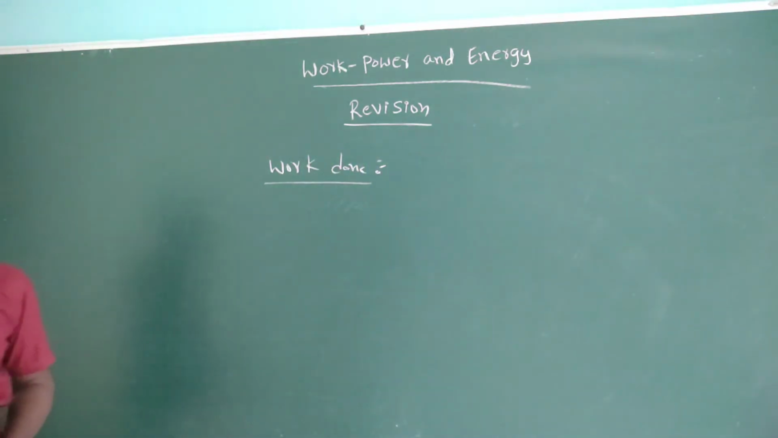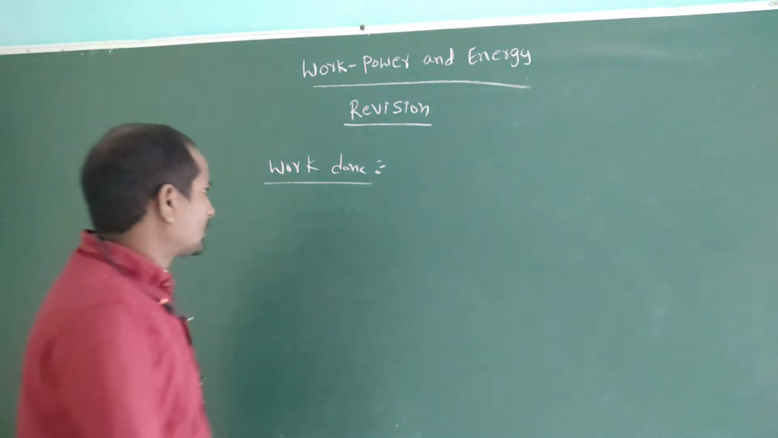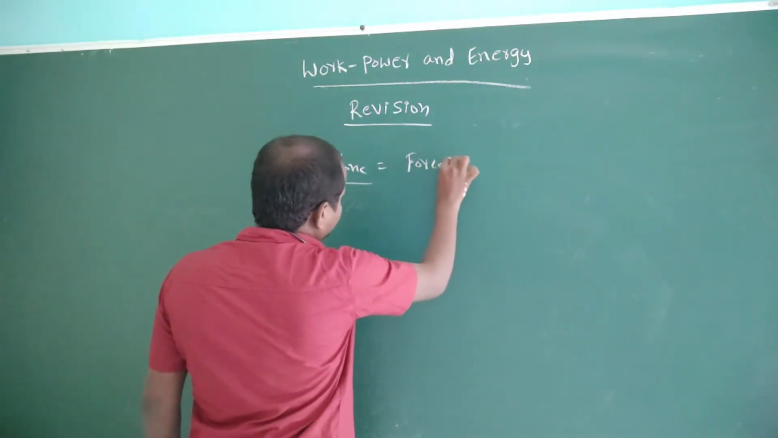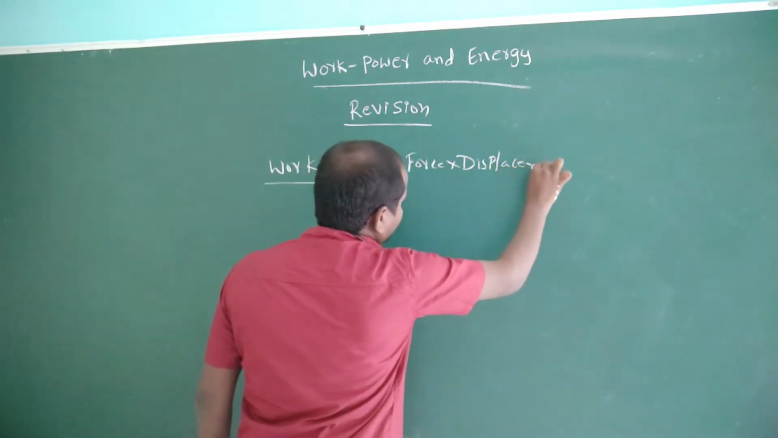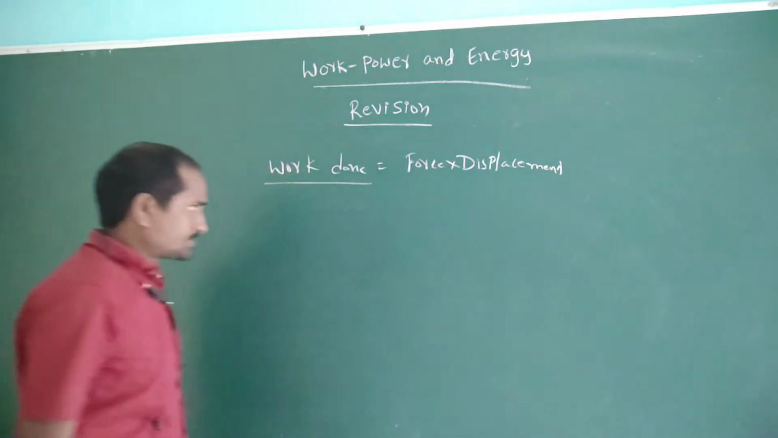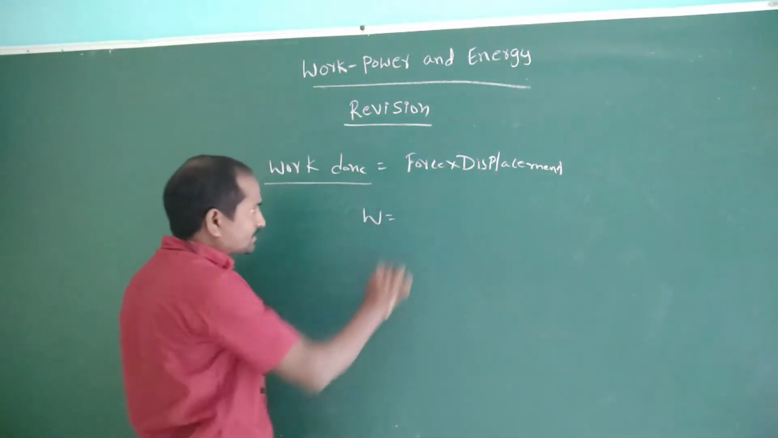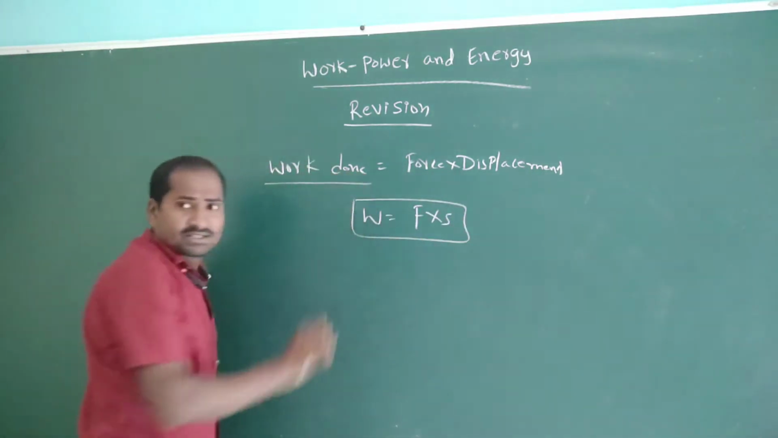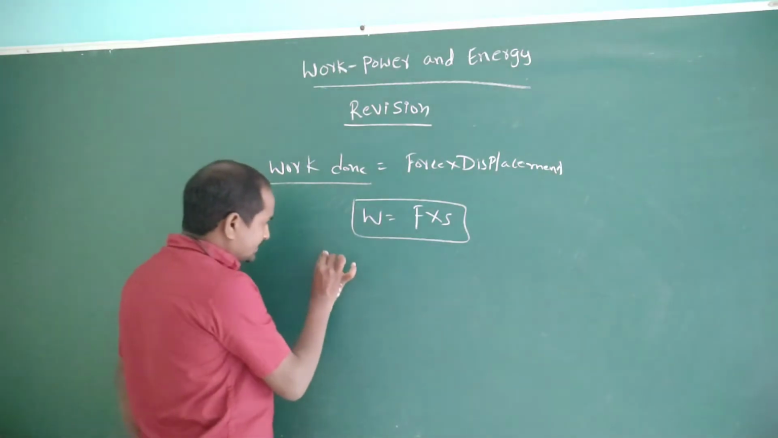Okay. Work done is defined as the product of force and displacement. So here, work done equals force into displacement. Generally work done is denoted with W, and force is F and displacement is S. It is the formula for the work done. Okay? Now units.